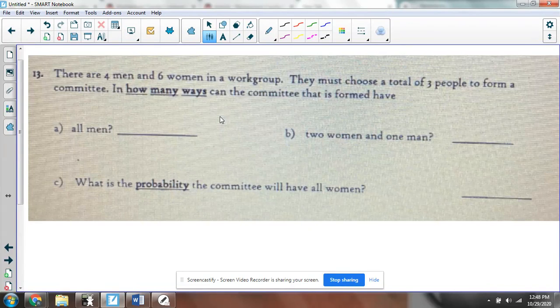There are 4 men and 6 women in a work group. They must choose a total of 3 people to form a committee. How many ways can a committee form that has all men? There are 4 men. We're picking 3 people. That's just going to be 4 choose 3.